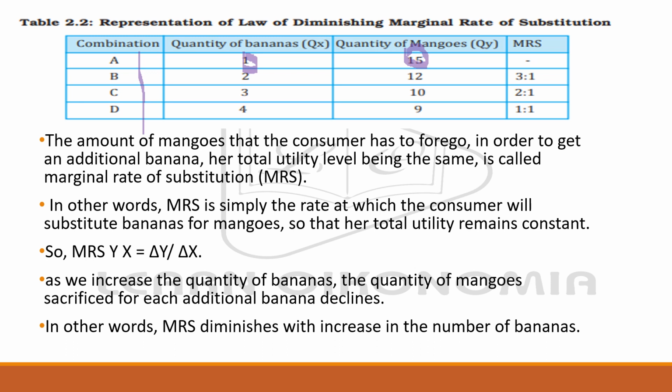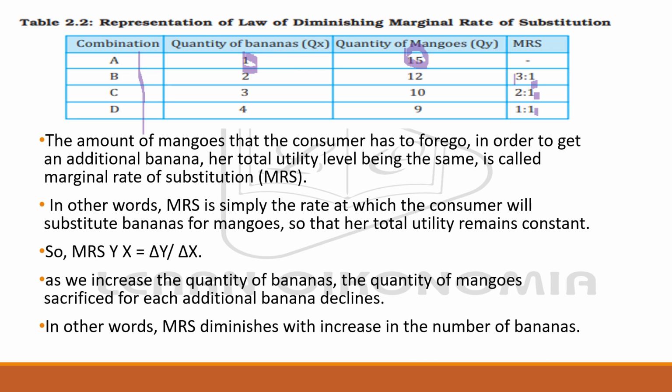Here, what you have to do is just take the difference. When you move from 1 to 2 bananas, the difference is 1. When you move from 2 to 3, the difference is 1. When you move from 3 to 4, the difference is 1. Let's see mangoes also. Initially it was 15, now 12. The difference is 3.